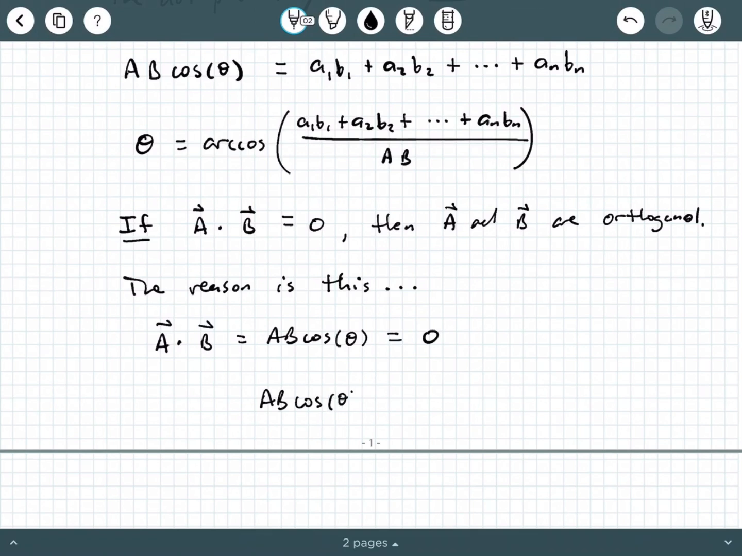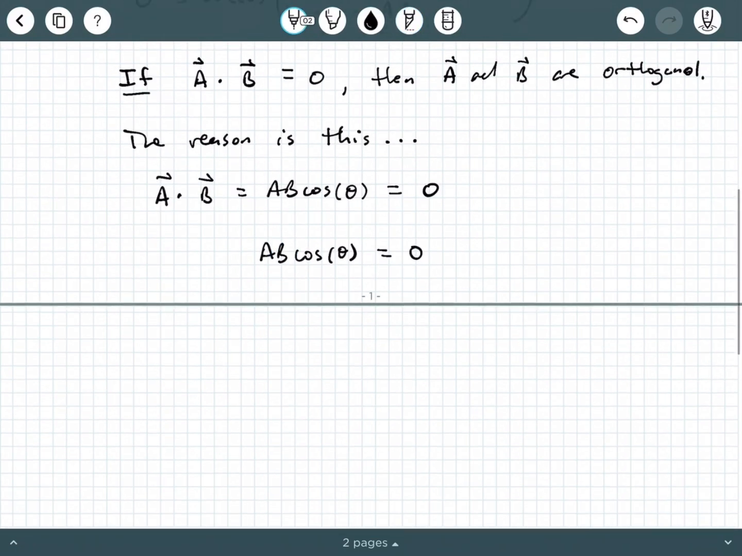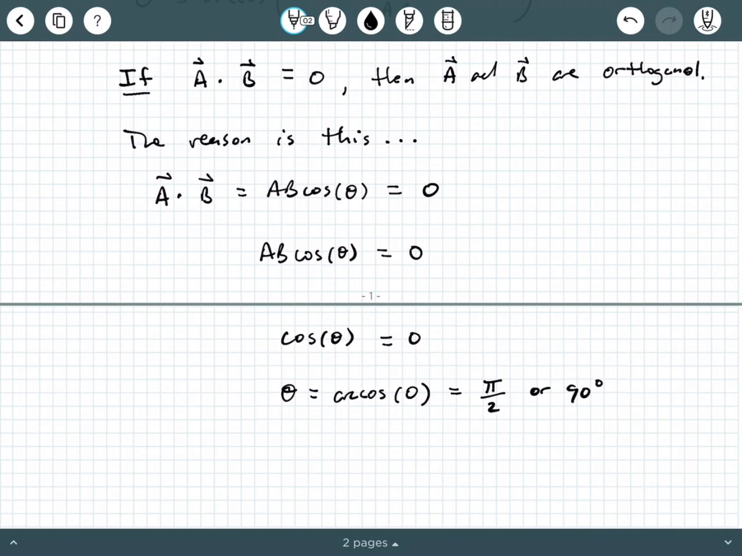We're really saying AB cosine theta equals 0. Now remember, A and B are the magnitudes of vector A and vector B. So A is a scalar and B is a scalar. So when you divide this out, you're just left with cosine theta equals 0. And so how do you solve for theta in this situation right here? Well, if you remember your very basic trigonometry, theta would be the arc cosine of 0, which is just what? It's pi over 2 or 90 degrees. Hence, vector A and vector B would then be perpendicular to one another.